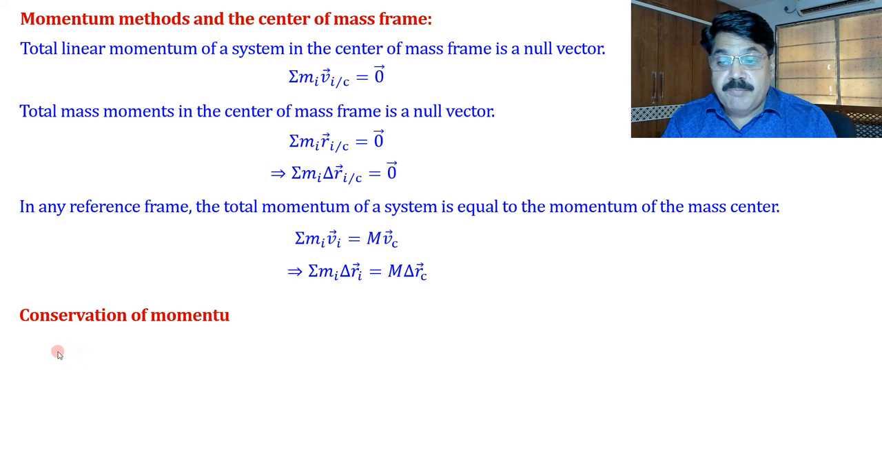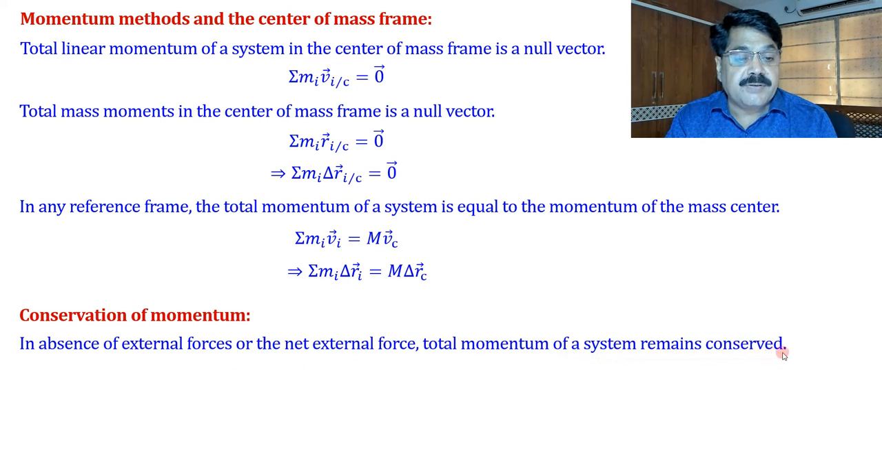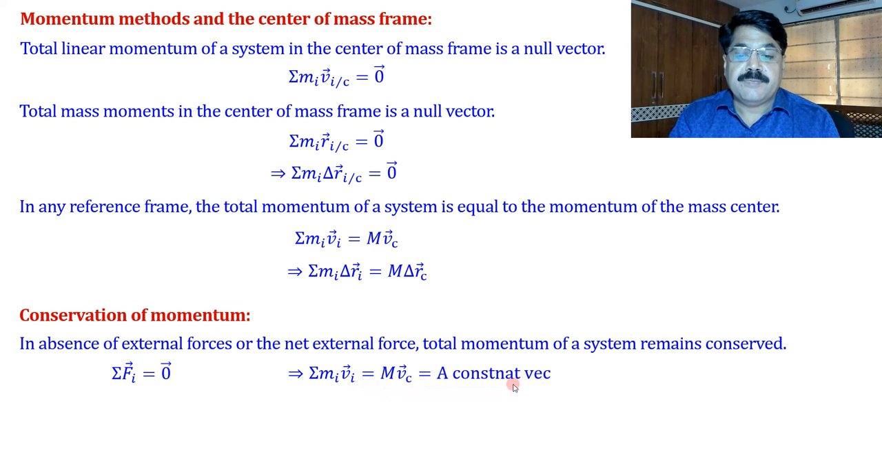Now we discuss conservation of momentum in any other frame. Of course, in the center of mass frame it is always conserved, it is a null vector, so it does not need any further discussion. We discussed earlier conservation of momentum in an inertial frame. In the absence of net external force, the total momentum of a system remains conserved. So we can write: if summation Fi is equal to 0, summation mi vi is equal to M vc, a constant. That is the principle of conservation of momentum we studied earlier.